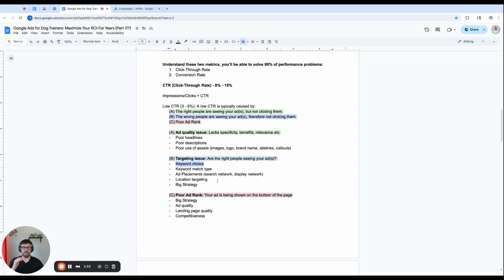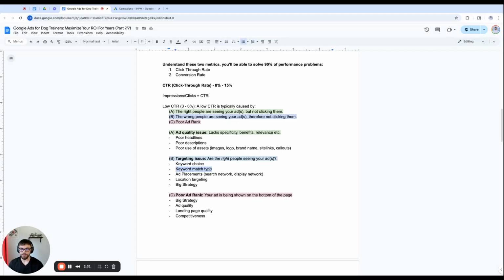So for keyword choice, if you're using a keyword like dog trainer, that's a very general term that has a lot of meanings. Your ad will show up for various search terms, even ones that are completely unrelated to your service. For example, someone might be looking for a dog training book. And because your keyword is simply dog trainer, you could be eligible to pop up in an auction and in the search results for that keyword, but it's irrelevant. You're not selling dog training books, right? And so with poor keyword choice, that can cause the wrong people to see your ad.